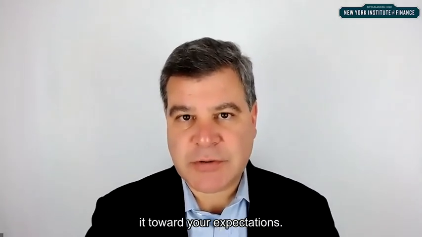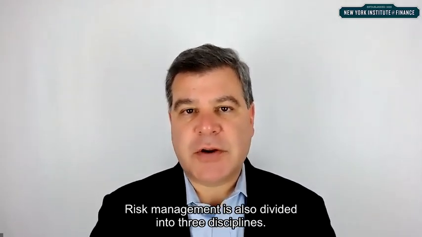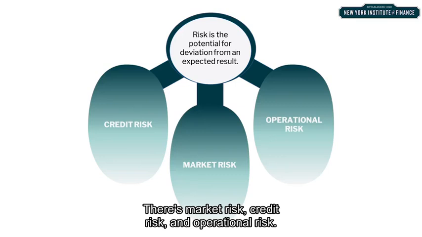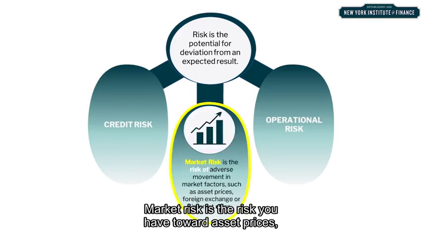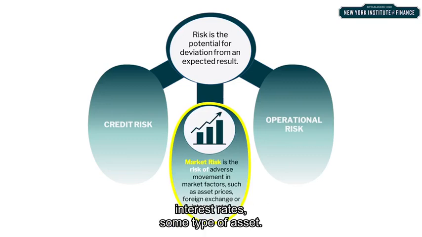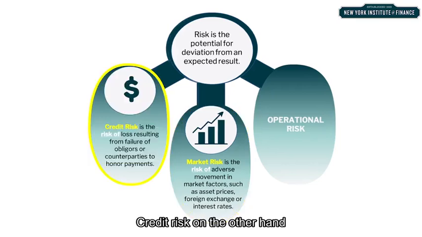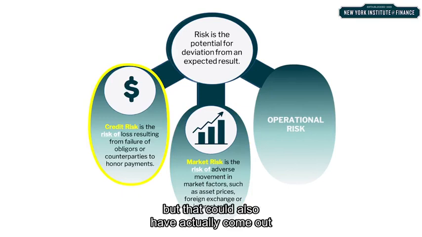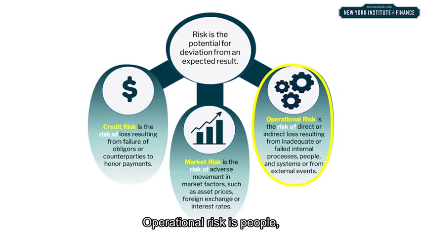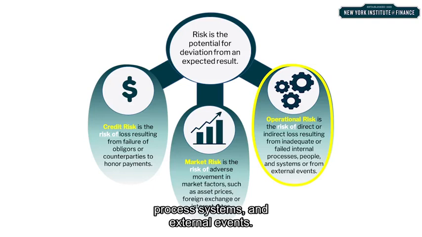Risk management is also divided into three disciplines. There's market risk, credit risk, and operational risk. Market risk is the risk you have toward asset prices, interest rates, some type of asset. Credit risk, on the other hand, is counterparty credit risk. Essentially, somebody owes you money, but that could also actually come out of an operational process. Operational risk is people, process, systems, and external events. If you take out market and credit risk, largely the residual risk that's left over is generally considered operational risk.